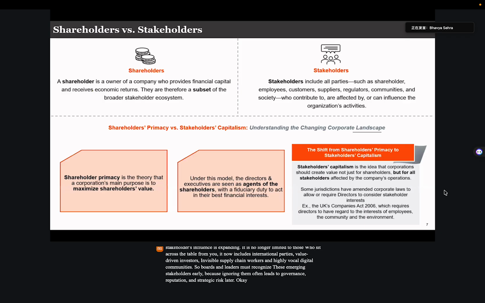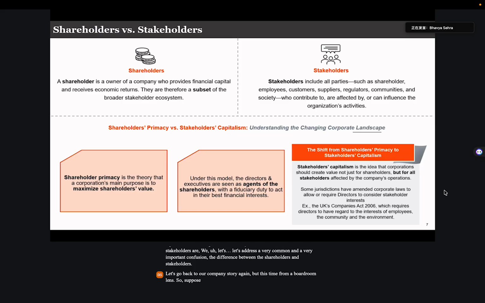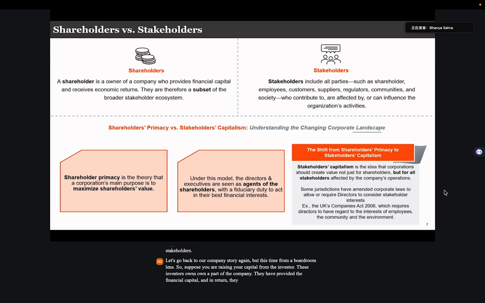Okay. So, as we understand who stakeholders are, let's address a very common and a very important confusion: the difference between shareholders and stakeholders. Let's go back to our company story again, but this time from a boardroom lens. Suppose you are raising capital from an investor. These investors own a part of the company. They have provided the financial capital, and in return, they expect economic returns. This specific group is what we call shareholders.